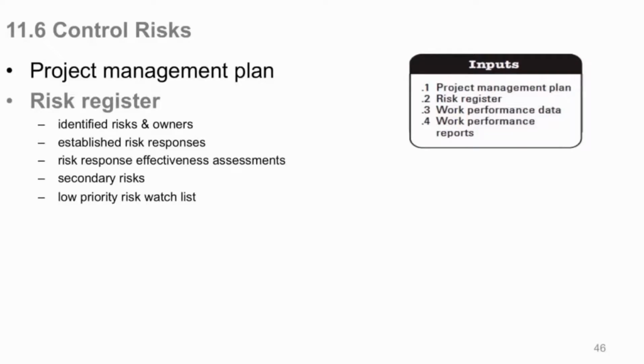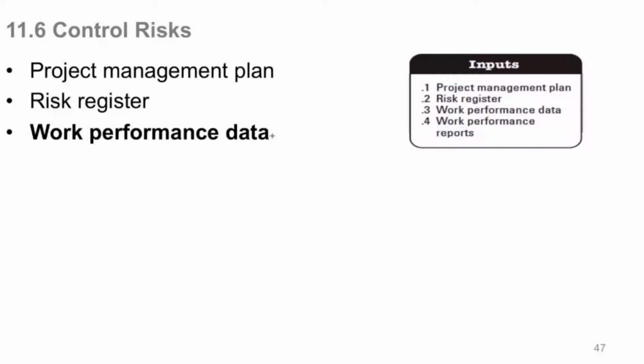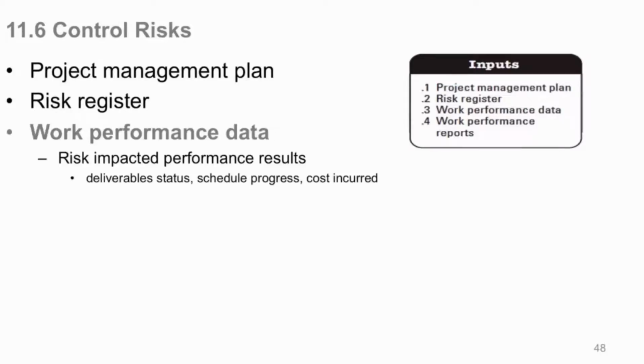And you have your established risk responses now for the risks that you select to have a plan for. It will include then the response effectiveness assessment, which means once you activate the plan, how effective was that plan to solve the problem. Of course, secondary risks now may come into play, and they are added to your risk register like any other risk. And some of them may end up on the watch list, the low priority, but that's still part of the risk register. So work performance data: risk impacted performance, results, deliverable status, schedule progress, costs incurred. Things are getting out of whack, risk is kind of risky.